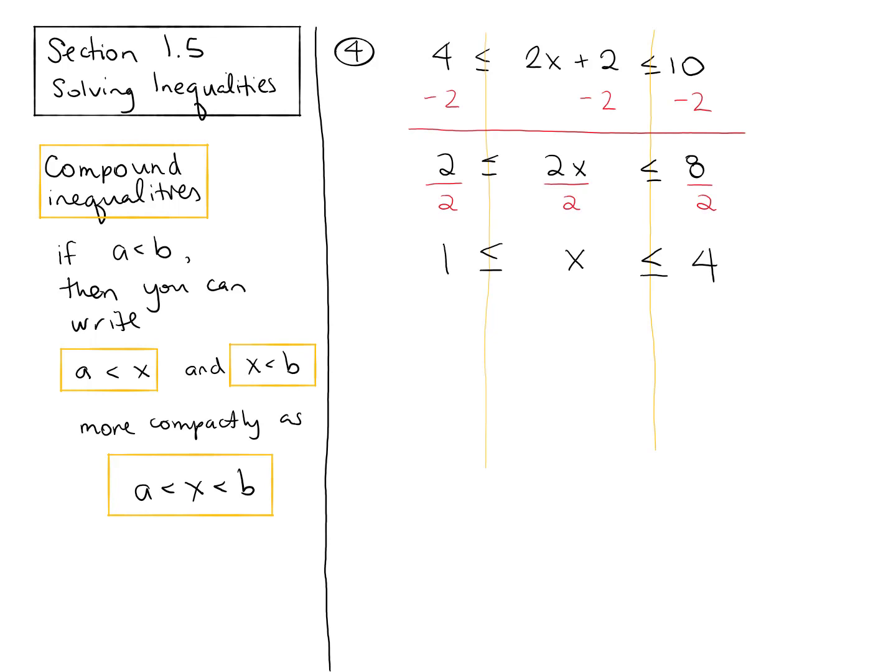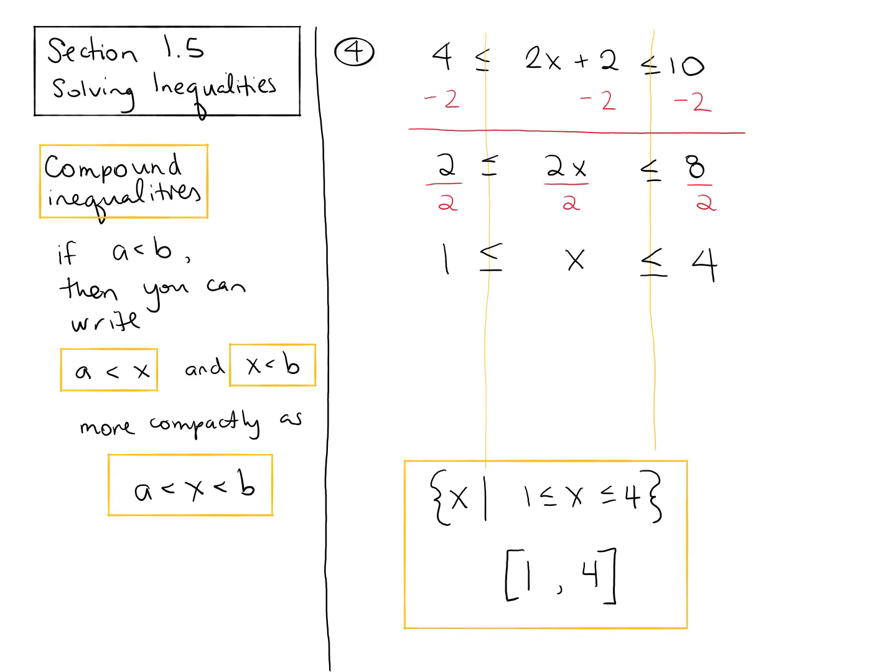I can write that in set notation as the set of all x's such that 1 is less than or equal to x is less than or equal to 4. Or I can write that in interval notation, saying that on the number line, 1 would be the left side and 4 would be the right side of the interval, and I would include them. So there's my infinite number of solutions written in 2 different ways. Once again, doing the set notation way, then doing the interval notation way.